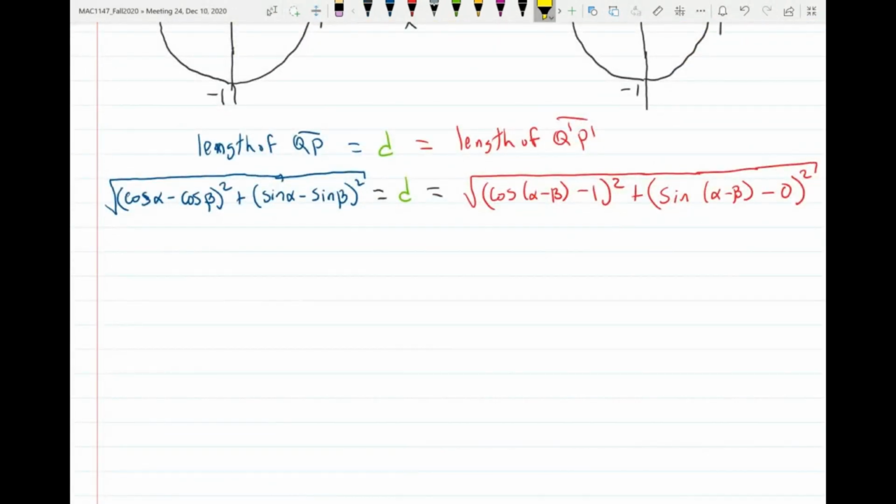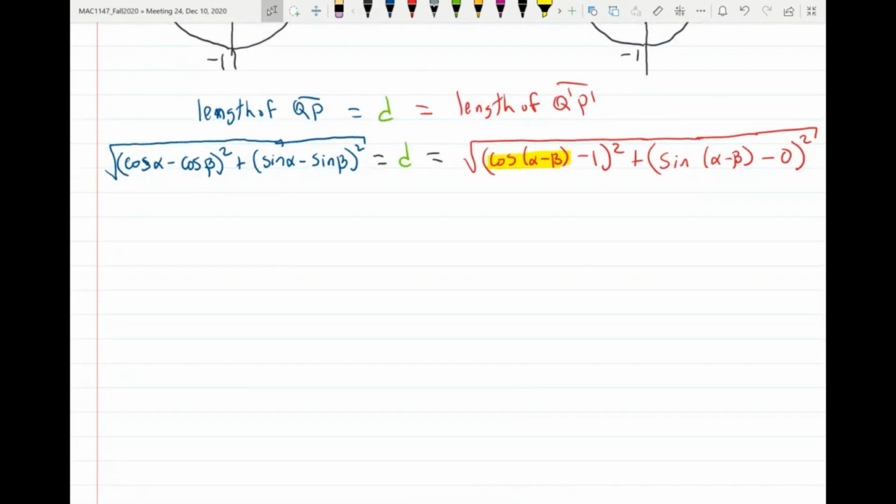Remember, what is our goal? Our goal is to say something about this guy, cosine of alpha minus beta. That's what we want. All right, so now I'm going to start cleaning stuff up. For example, I'm going to square both sides.